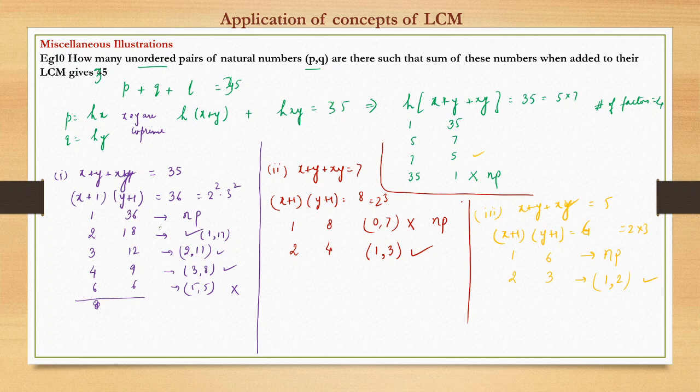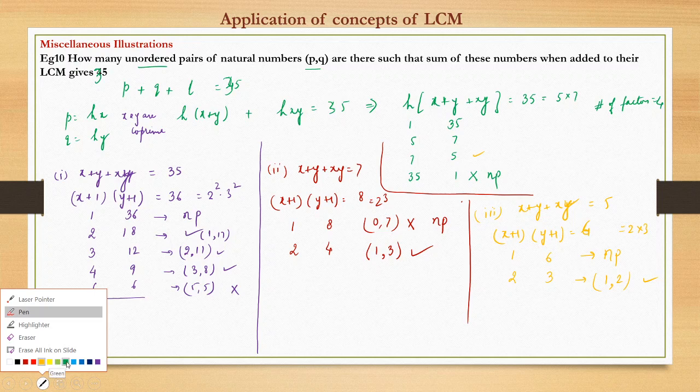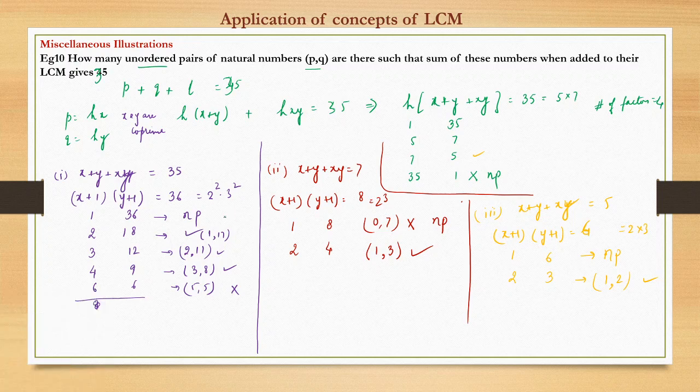So what values did we get? Let us see here. What are the possible values we have got here? So 1 comma 17, 2 comma 11, 3 comma 8, 1 comma 3 and 1 comma 2. So total unordered pairs is how many? 1, 2, 3 here, 4, 5, total 5. So 5 would be the answer, such that the sum of the numbers along with the LCM is 35.